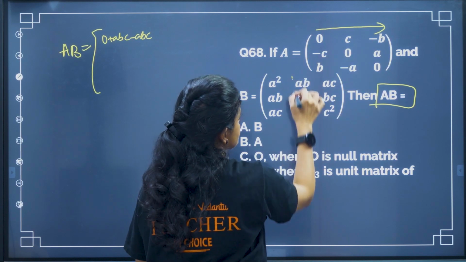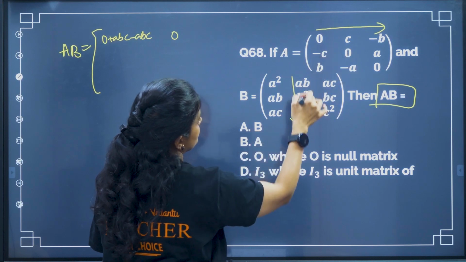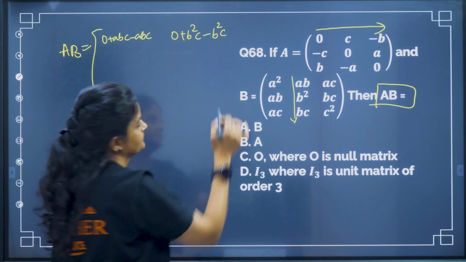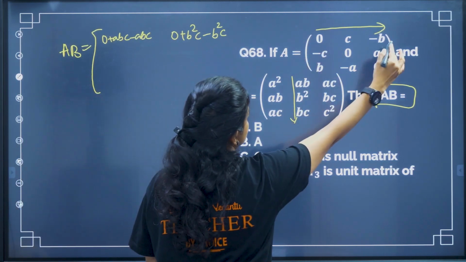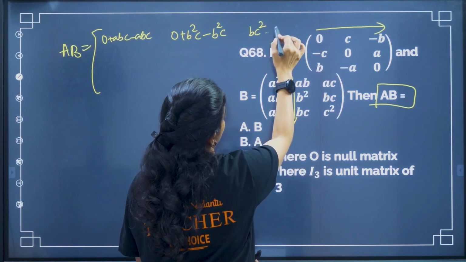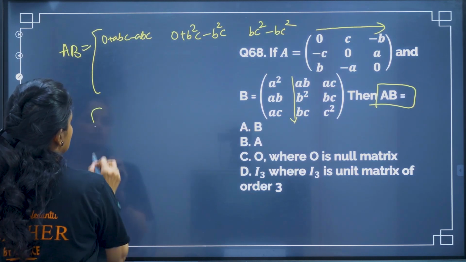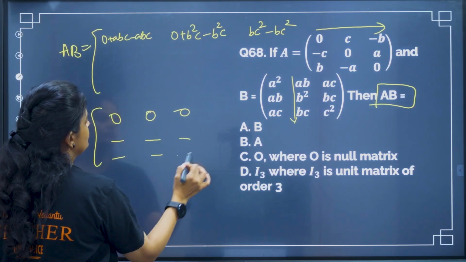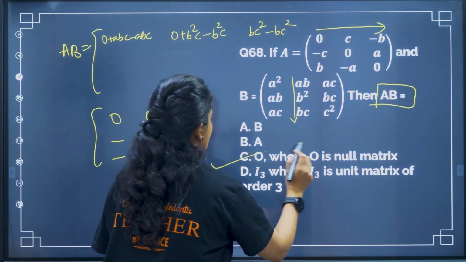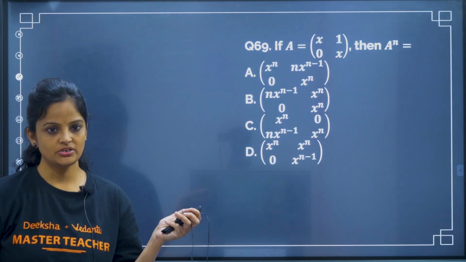Go with the first row and second column. 0 into this, 0. C into this, so B square C and minus B square C. Done. Next, first row and last column. So we have BC square minus BC square. So the whole row is coming as 0. So you have 0, 0, 0. Do I have to do everything? Not necessary, because we can make out by seeing a few entries that I am going to get a null matrix here, isn't it? Let's take up the next question.